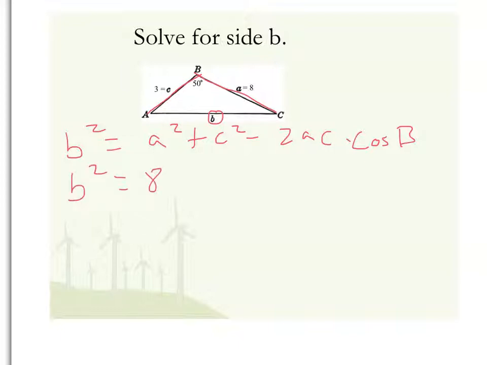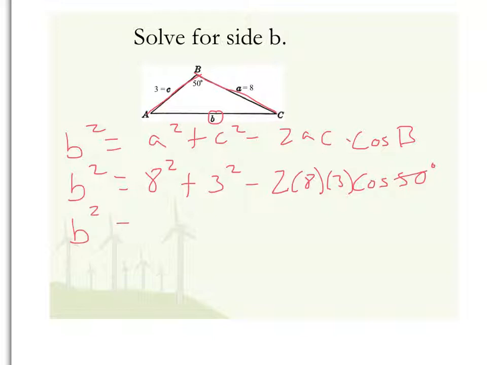Well, side length a is 8. Side length c is 3. 2 times 8 times 3 times the cosine of 50 degrees. Now at this stage right here, what I would recommend doing is taking all of this and plugging it into your calculator at once. Yes, it would be good practice to get some order of operations work, I don't deny that. But notice on the right side of the equation, there are no variables. The only variable we have is already on the left.